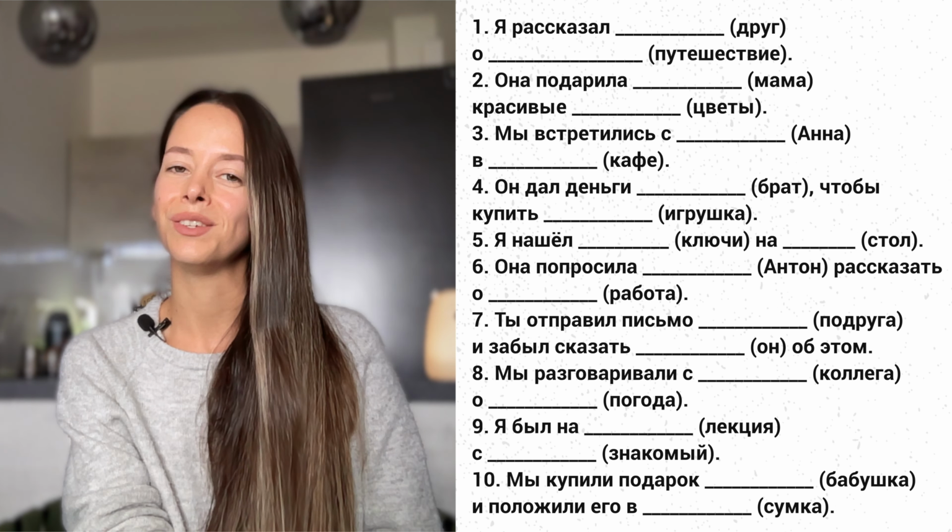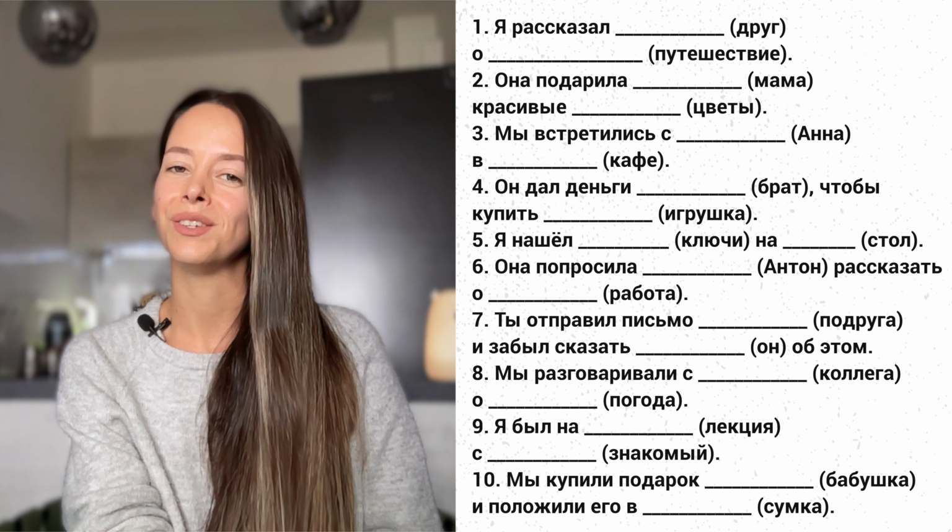Она подарила маме красивые цветы. Маме here is in the dative case because mama is the recipient of an action. Цветы is in the accusative case because it's the object of the sentence and this is an inanimate noun. Therefore, the form will correspond to the nominative case.